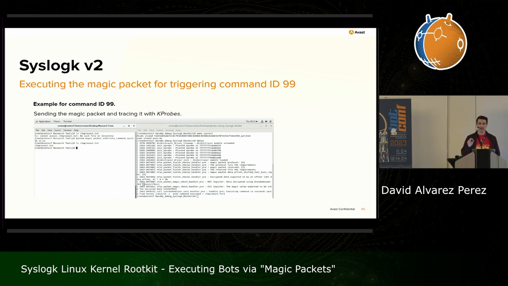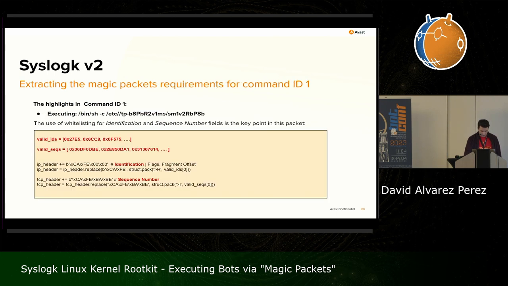This is how K-probes looks when we execute this Python code. On the left part of the screen, you have the shell that is sending the magic packet. On the other hand, you can see a terminal that is printing the output of our tracer using K-probes. And you can see that it executes our arbitrary command. I will not go through all the details and all the comparisons with all the magic packets, but I will tell you the relevant information for the rest of the magic packets.